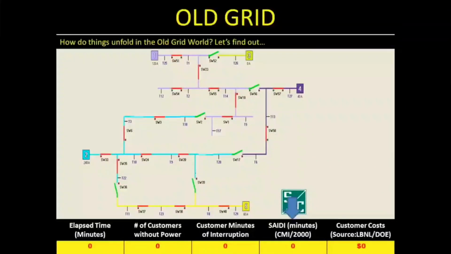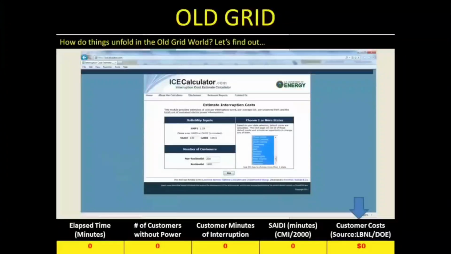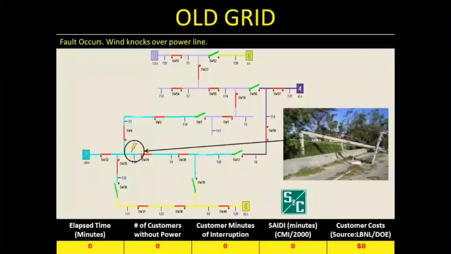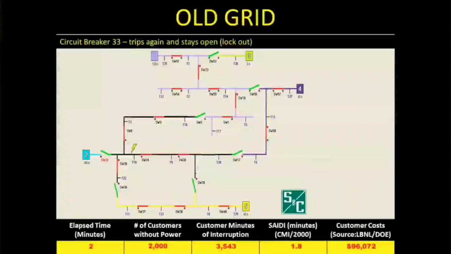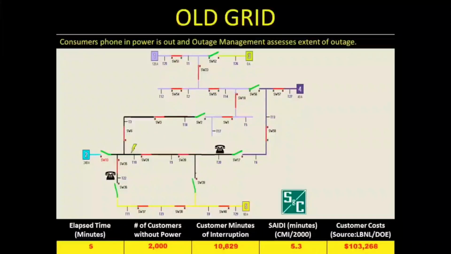our feeder is 2,000. Now, when the fault occurs, the upstream circuit breaker will open to interrupt the short circuit. It then closes back in, hoping that the short circuit is transient. But in this case, it isn't, and the circuit breaker locks open. Now, once that happens, people start going to their phones to call the utility and tell them what's going on, which is helpful to the utility because, in the old grid, that's how the utility establishes the scope of the outage and helps them identify the device that's at the head of it.